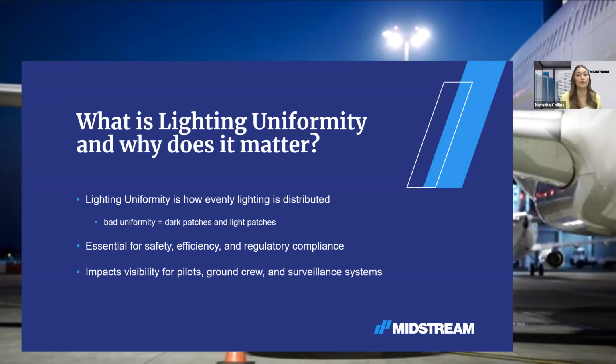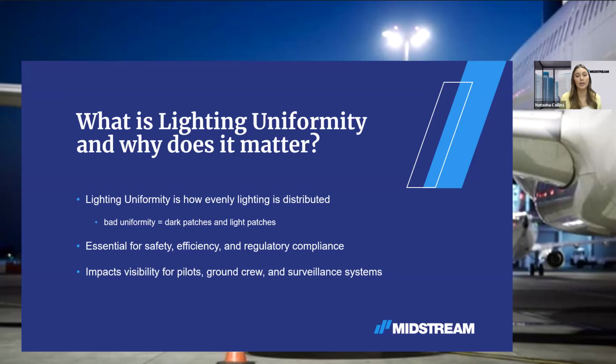It will cause problems for vehicles being operated on the apron, and also for any of the ground crew who are working on the apron. And this is why ICAO have such strict requirements when it comes to uniformity. It also impacts visibility for pilots, ground crew, and also surveillance systems.